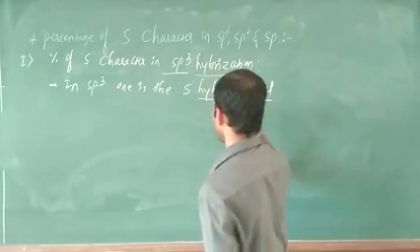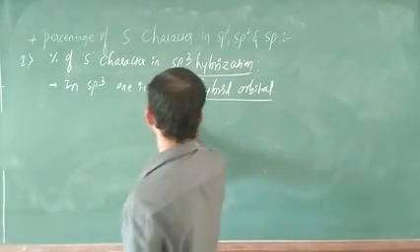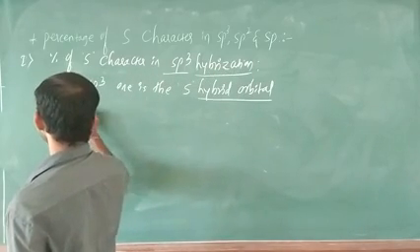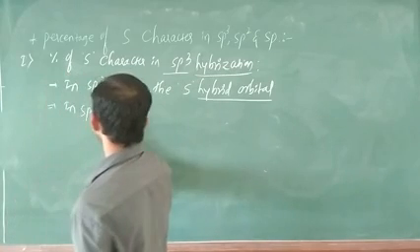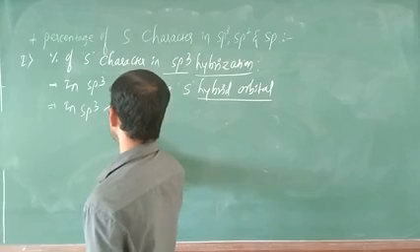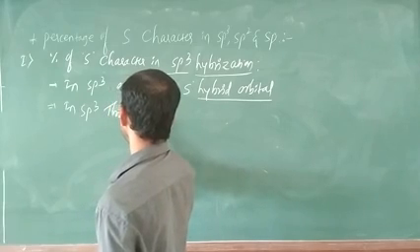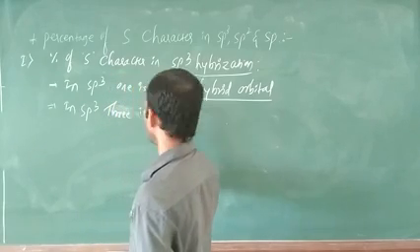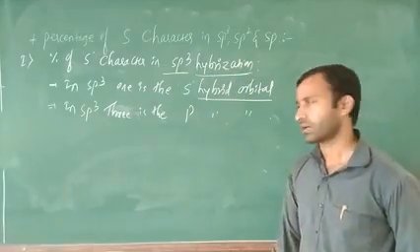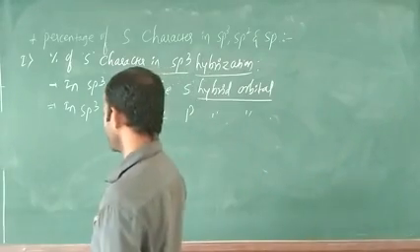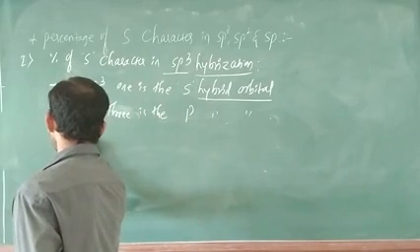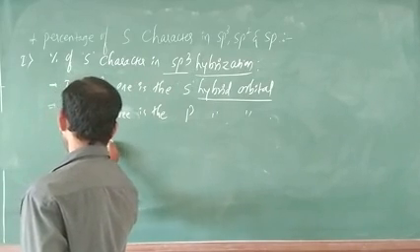Okay, in sp3, one is the s hybrid orbital. Next, how many p orbitals are there? 3. 3 are the p hybrid orbitals. Next, you have to count the percentage. The percentage is important. I am going to find the percentage of s character.